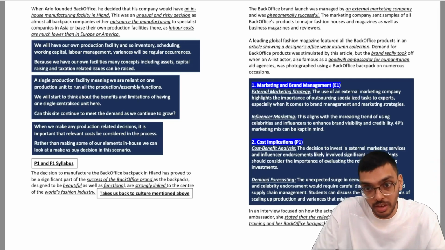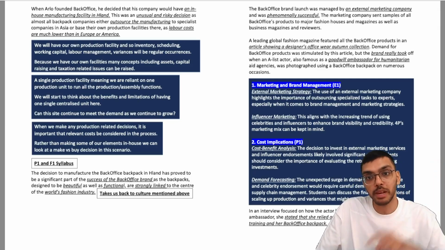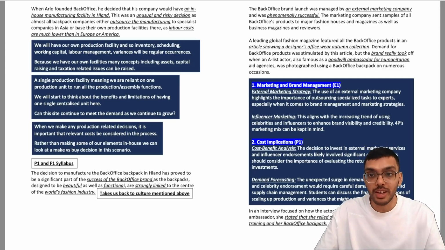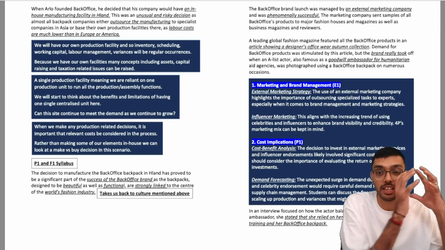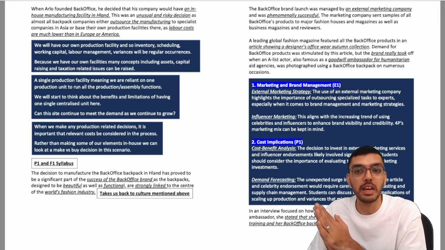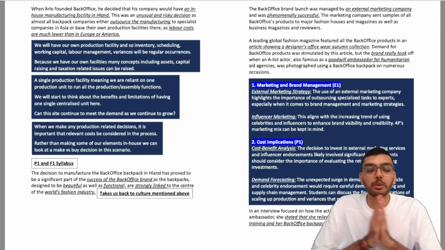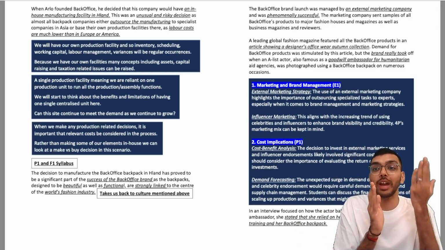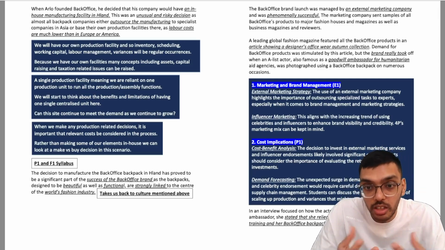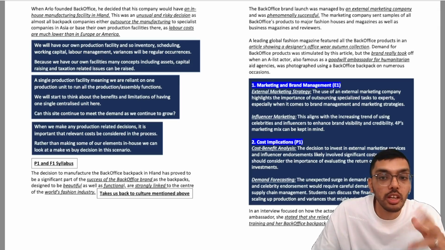This is E1 syllabus. Now, cost implications, cost benefit analysis. The decision to invest in external marketing services and influencer endorsements has significant costs. But in this case, it gave us great benefit. Moving forward, it will always be important to weigh the cost against the benefits for any project before a decision is made.